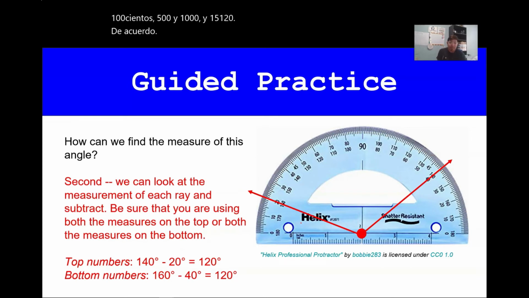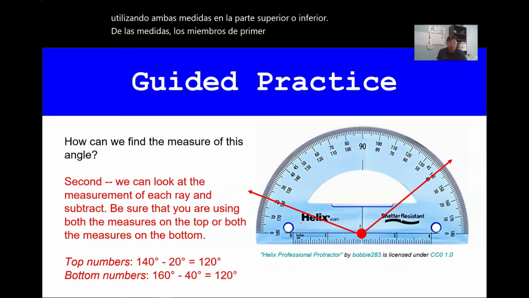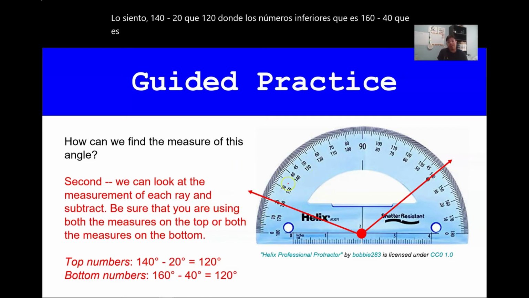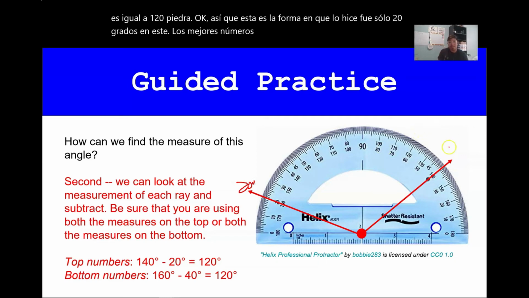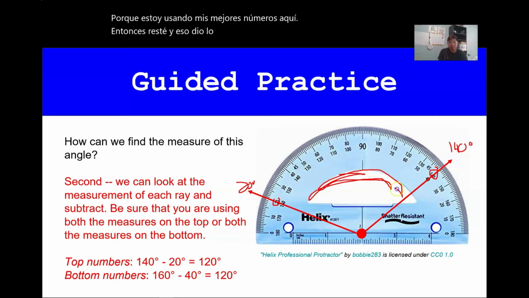The second way was to look at the measurement of each ray and subtract. Be sure that you're using both the measures on the top or both on the bottom. Top numbers would be 140 minus 20, which equals 120. Or the bottom numbers, which is 160 minus 40, which equals 120 still. So this is the way I did it: 20 degrees on this one, using my top numbers, and 140 on this one, and I subtract, and I get whatever this angle is right here.